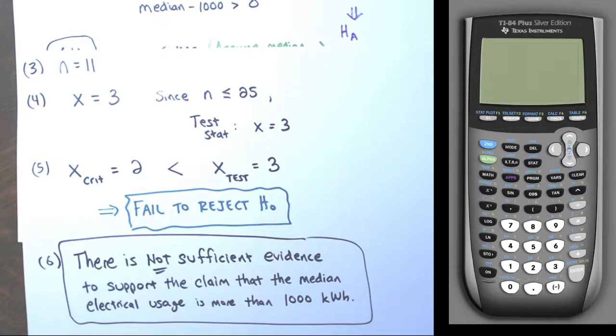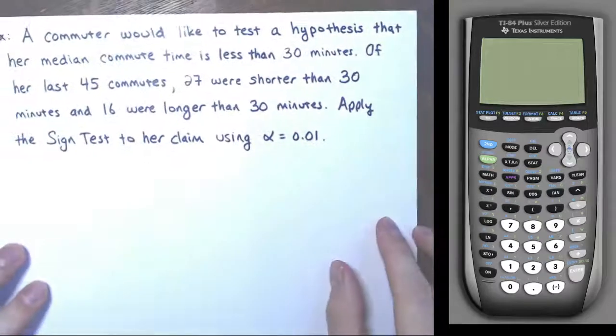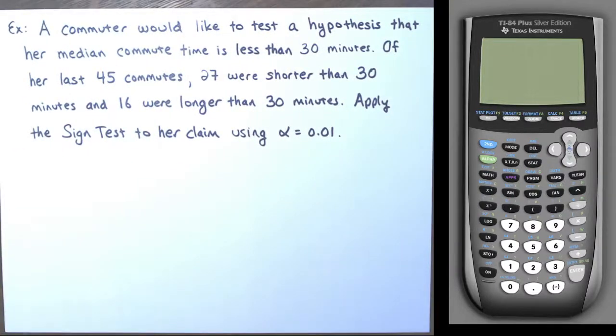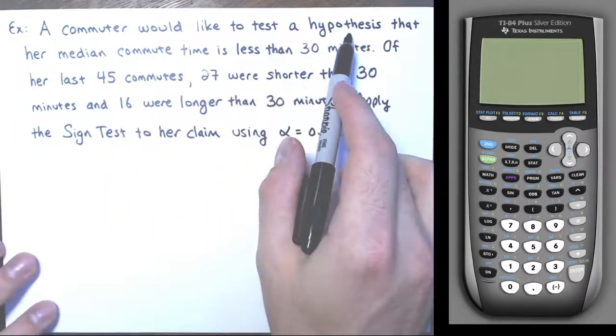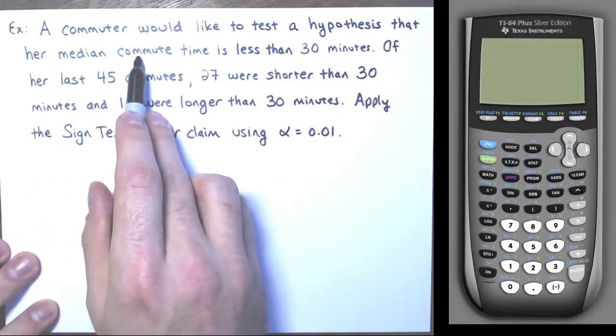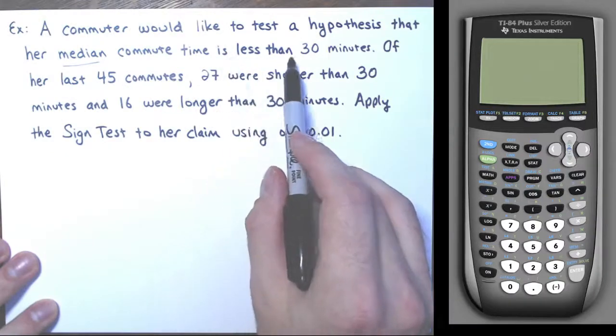Great. All right. Now I've got one last example, so bear with me here. I'm going to breeze through this one, because you should hopefully have seen enough by now to see where I'm getting these numbers from. So one last example. This is again involving a claim about the median. A commuter would like to test a hypothesis that her median commute time is less than 30 minutes.